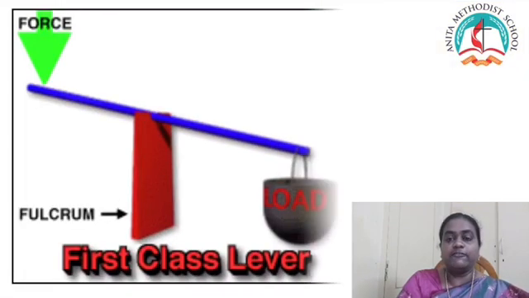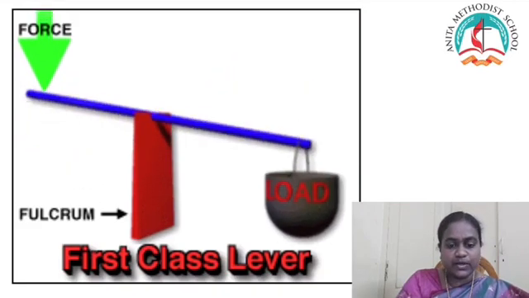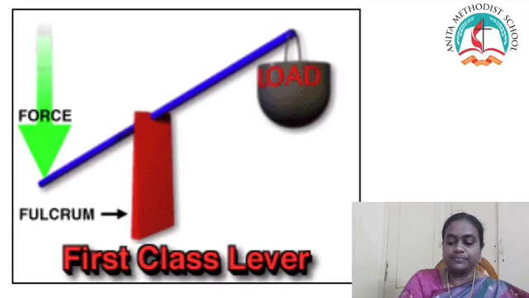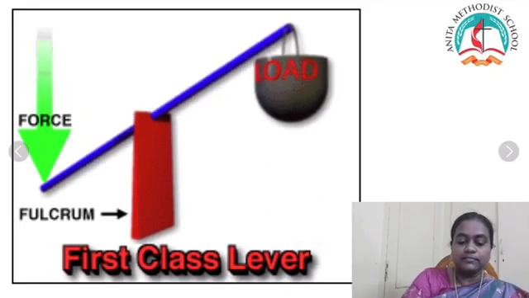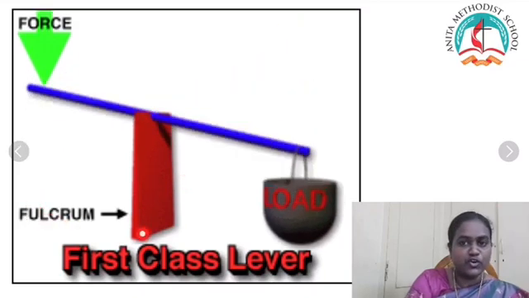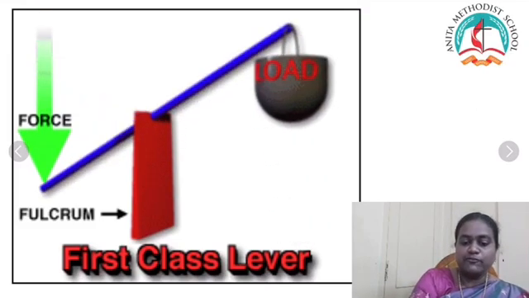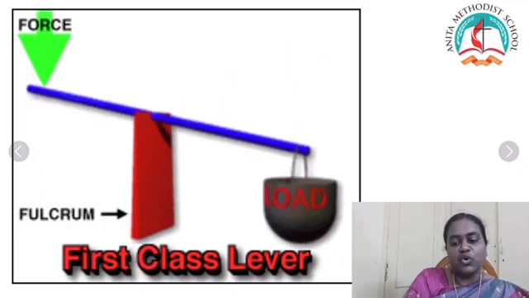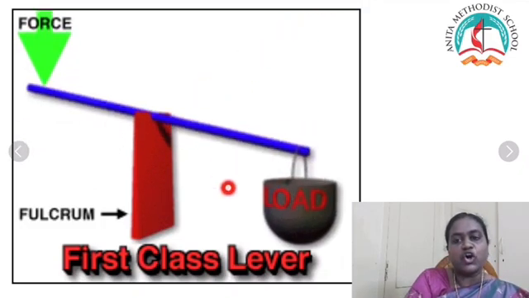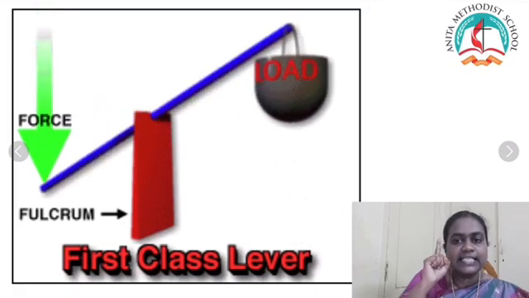First one, first class lever. In the first class lever, look into the picture. The fulcrum is fixed. It is not going to move. Only the force and the load are going to move. The force is getting applied at one end and the load is moving on the other end. So this is called the first class lever.